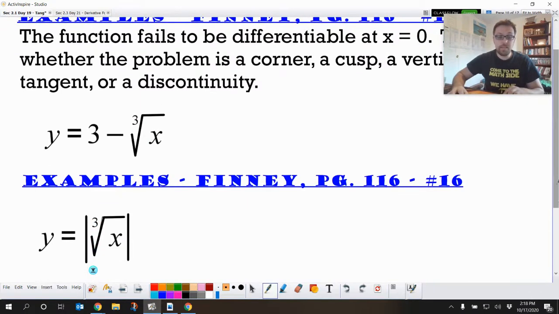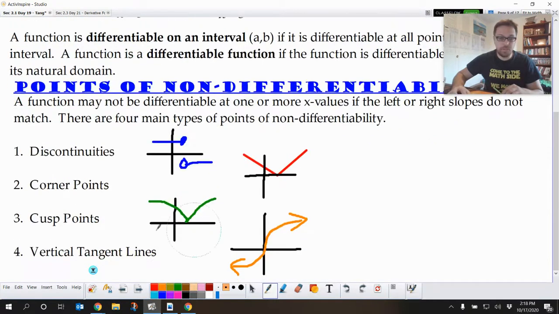If I was looking at these and trying to determine what kind of differentiability problems there are, the best thing you can do is to just take a look at its graph. We were just doing this. This is a cube root function. So this is that last type of non-differentiability. We're just looking at it. It is a vertical tangent line.